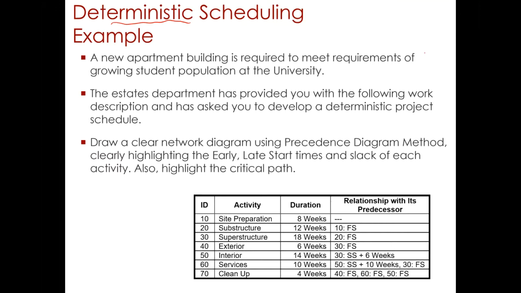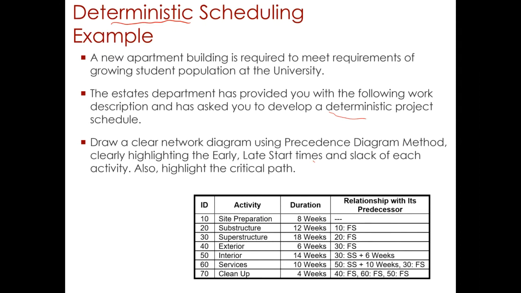So this problem description reads: a new apartment building is required to meet requirements of a growing student population at a university. The estates department has provided you with the following work description and has asked you to develop a deterministic schedule. So draw a clear network diagram using precedence diagram method, clearly highlighting early, late start times and slack of each activity, and also highlight the critical path.